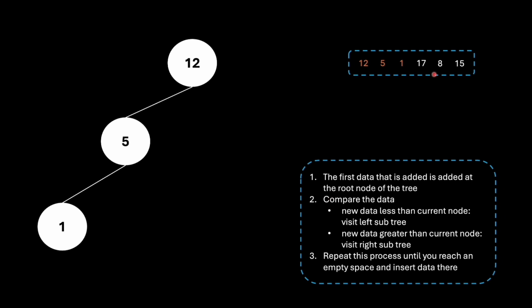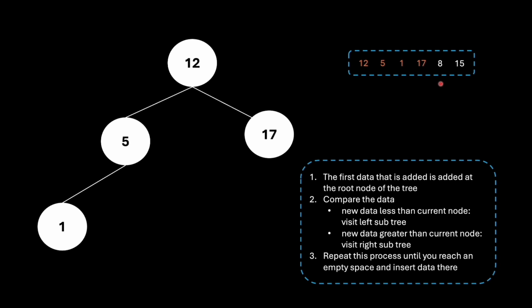Alright, let's add 17. We will compare 17 with the root node first. So 17 is greater than 12. So 17 is greater than the root node. So it will go to the right subtree. And here there's nothing, so we can add 17 right here.